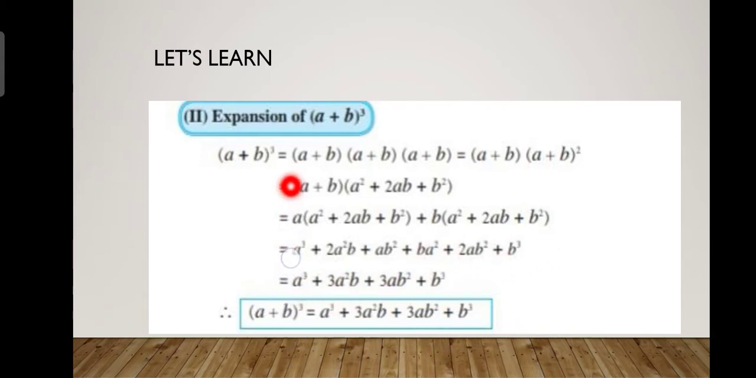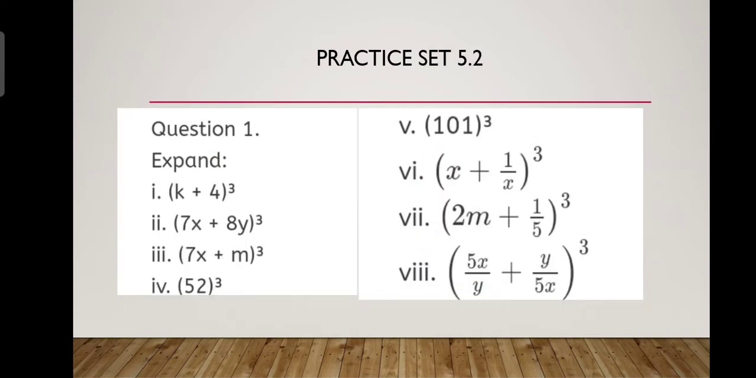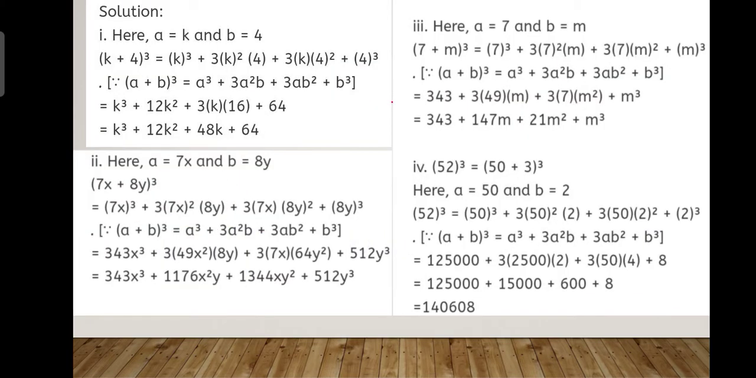So we have (a plus b) the whole raised to cube as a cube plus 3a square b plus 3ab square plus b cube. Okay, so this is the formula for (a plus b) the whole raised to cube. So let's start with practice set 5.2. This is the first question, that is (k plus 4) the whole raised to cube. We have to expand it by the formula (a plus b) the whole raised to cube. So here a is k and b is equal to 4.